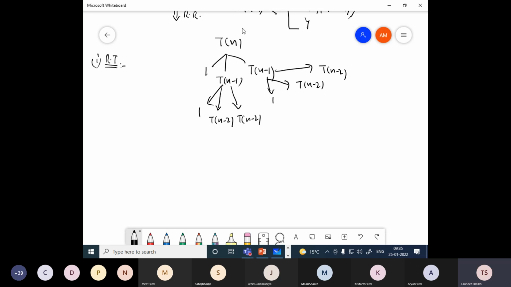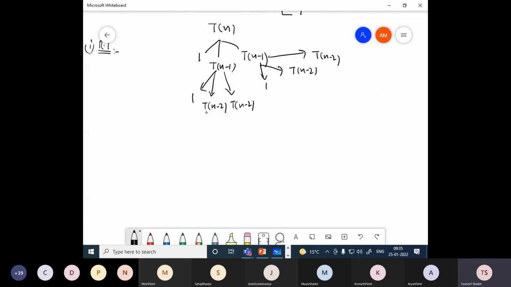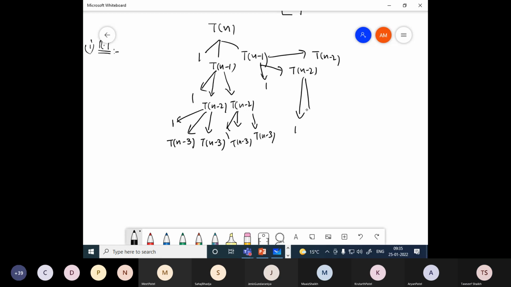Now, this will be the first iteration, this will be the second. Now in the third iteration, this T of n minus 2 will in turn print 1 and will call itself once more by decreasing the parameter by 1 more, and call itself by decreasing its parameter 1 more. Same way this another recursive function will do: it will print 1, call itself twice by decreasing its parameter. Same is done by this one also: 1, T of n minus 3, T of n minus 3. Same is done by this one, T of n minus 3 and T of n minus 3.